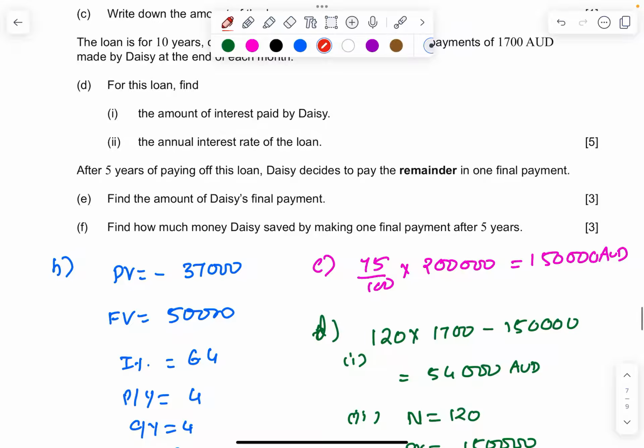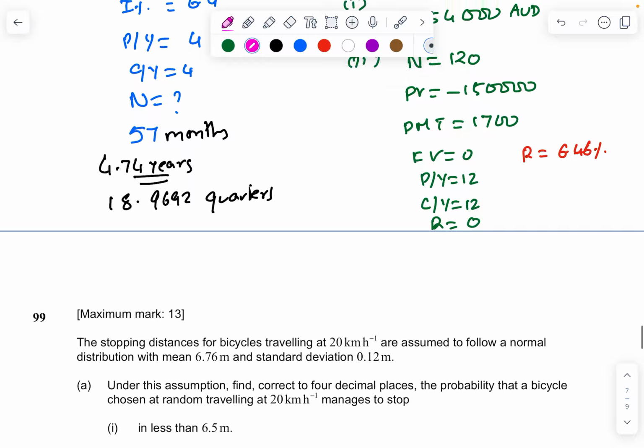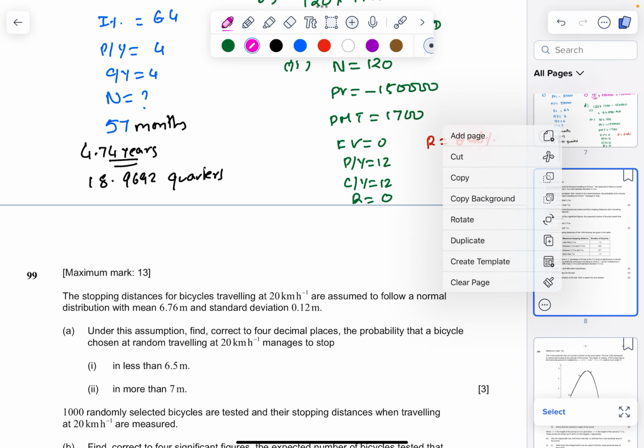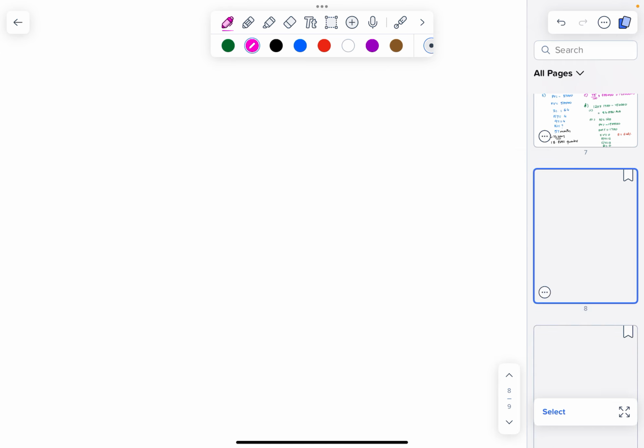After 5 years of paying off his loan, Daisy decides to pay the remainder in one final payment. Find the amount of Daisy's final payment after 5 years. So after 5 years means what is that? N should be equal to 60 now.